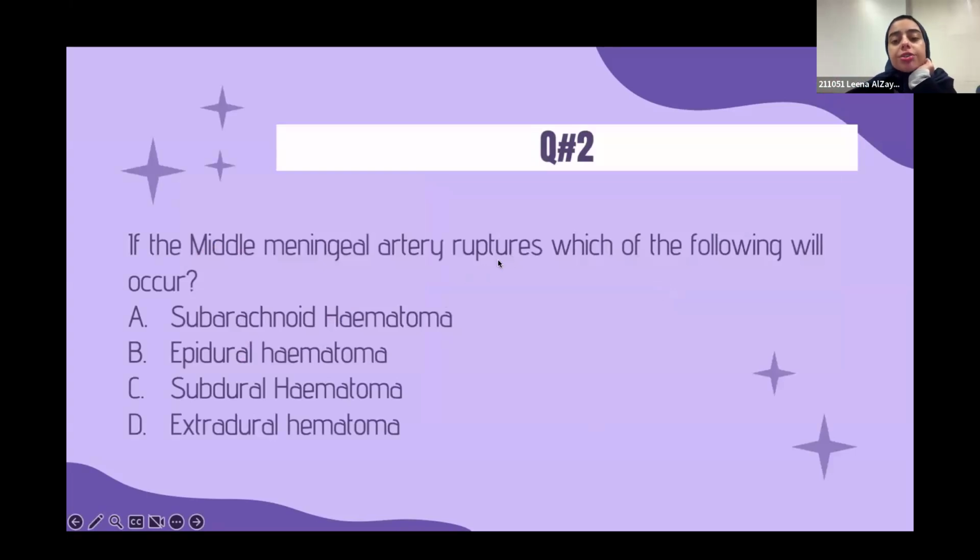If the meningeal artery ruptures, which of the following will occur? Subarachnoid hematoma, epidural hematoma, subdural hematoma, or extradural hematoma? Okay, we have a bit of a mixed answer. The correct answer is actually extradural hematoma. Epidural is under the dura, extradural is above the dura. Okay, so the answer is going to be D, extradural.